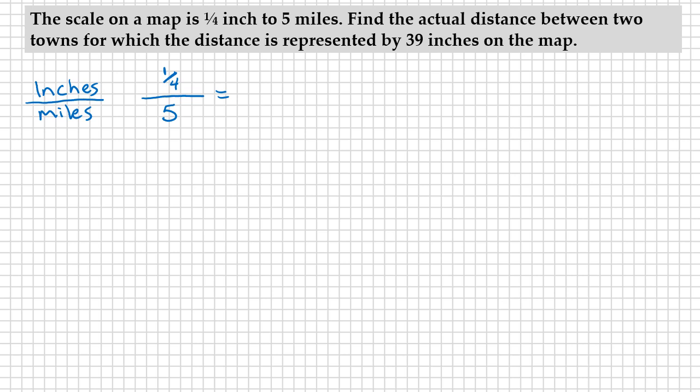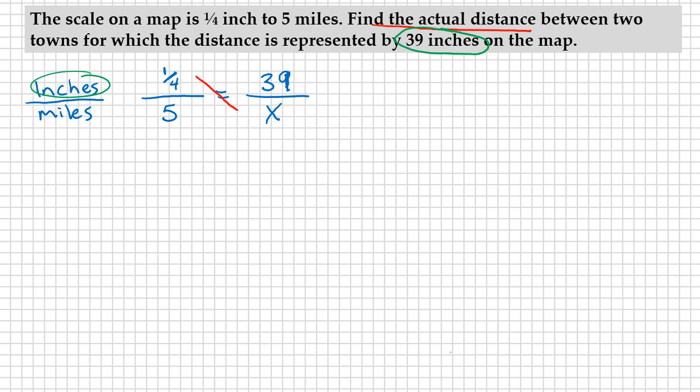And the question is, find the actual distance, so find the number of miles between 2 towns, which the distance is represented by 39 inches on the map. All right, so we're given 39 inches. I've got inches on top. Oh, sorry, my 39 is going on top. We don't need to use X for a number that we know, right? X is a temporary placeholder for a number that we don't yet know. Find the actual distance, that's number of miles, that's X. All right, so there's our proportional equation.